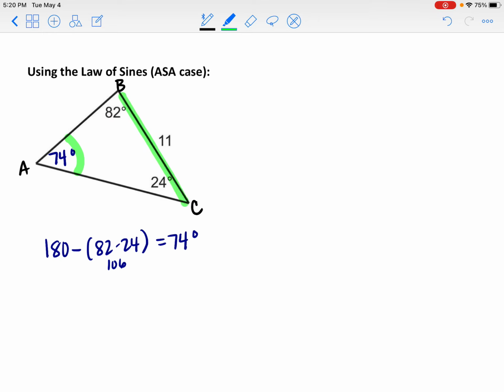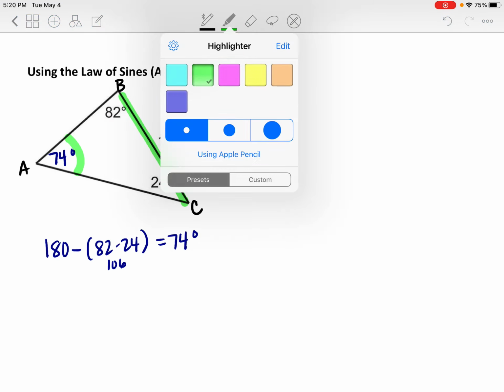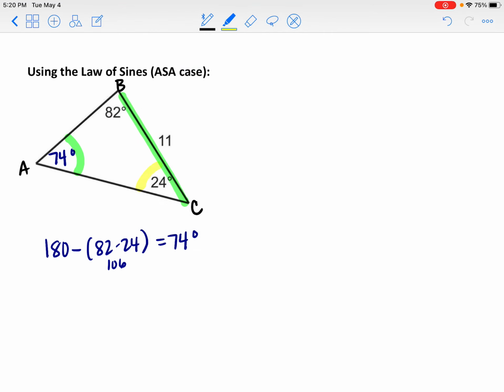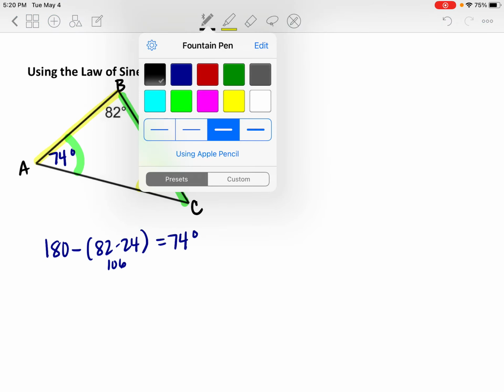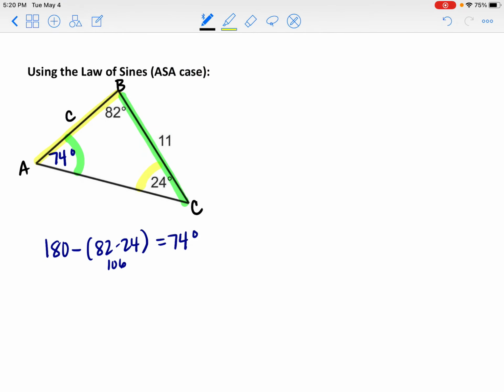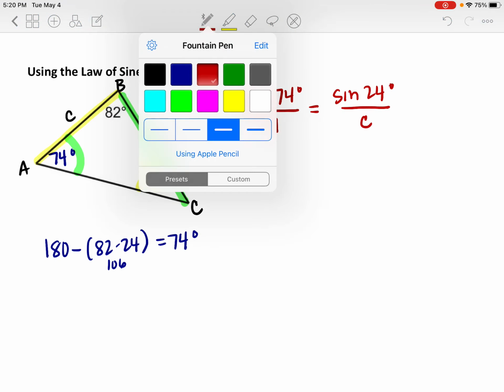So I'm going to be using that basically twice. That one is going to help me find, let's say, I have angle C, but I do not know the side that is across from it. So I'm going to call this little c here. Okay, let me write some fractions. So I know that the sine of 74 degrees over 11 has to be proportional to the sine of 24 degrees over c. And now I can solve for c.